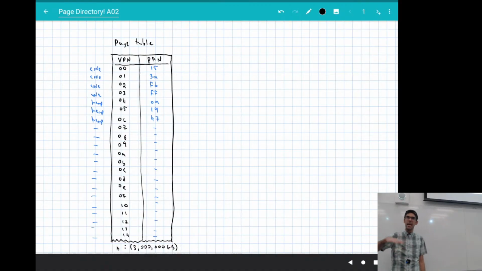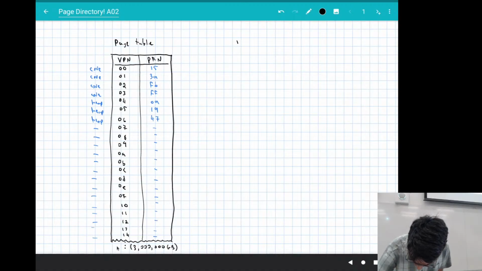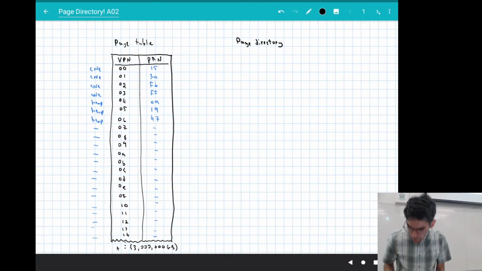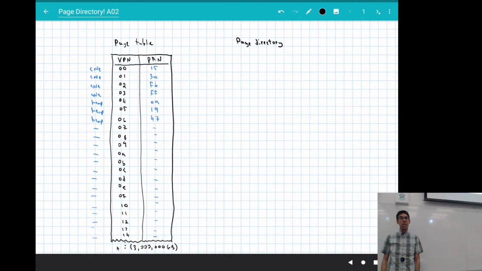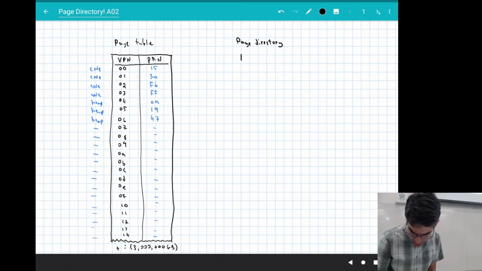We don't actually allocate anything beneath this right up until we get to the stack at the bottom of this 3 million gigabytes of address space. And so the idea of a page directory here is that I want to partition my page table in the same way that I've partitioned my virtual address space in the first place. My page directory is going to look a little bit like this.